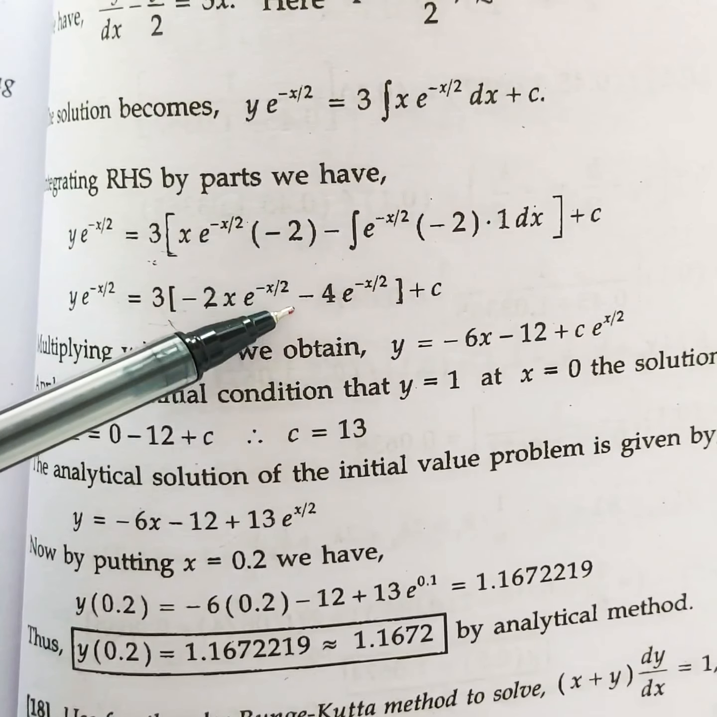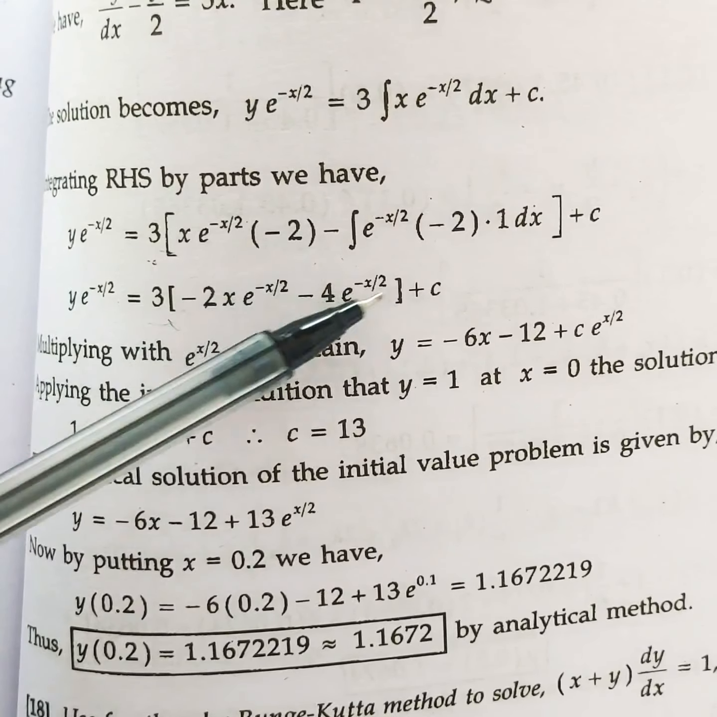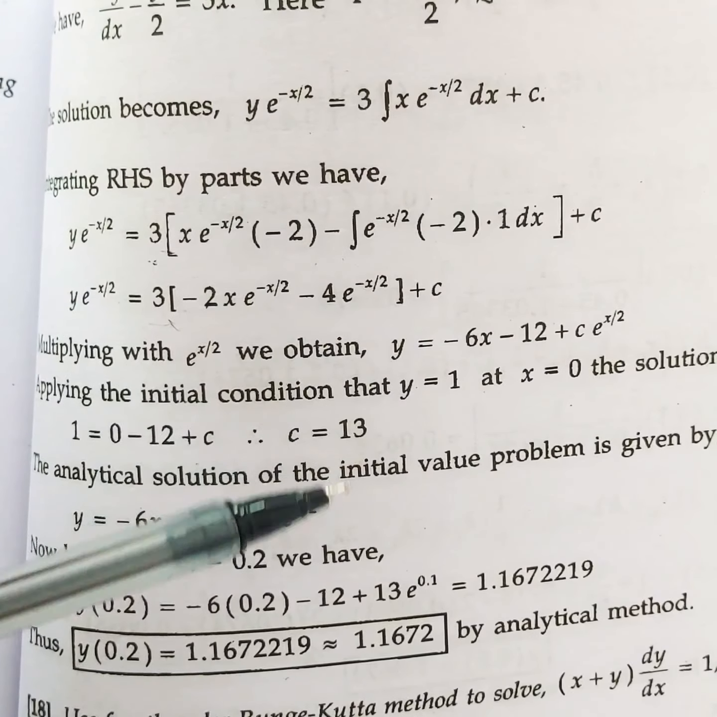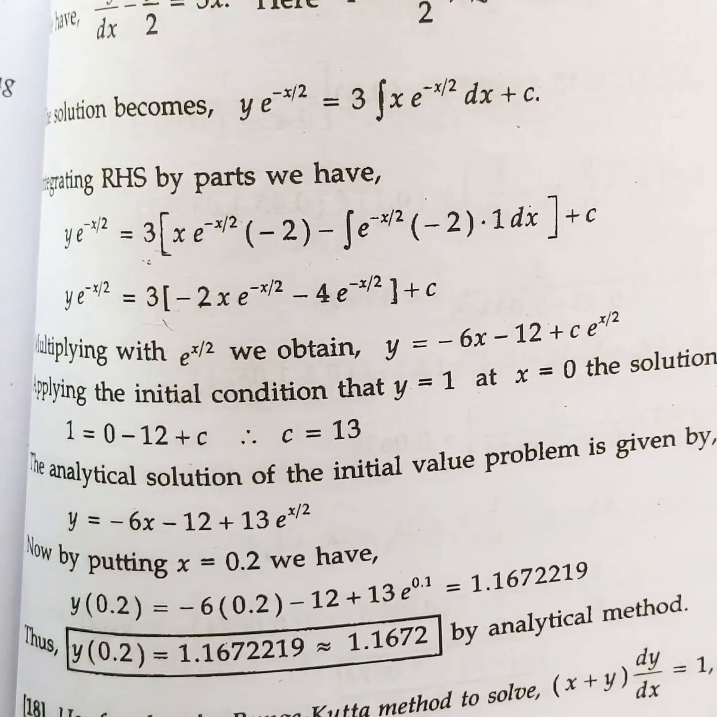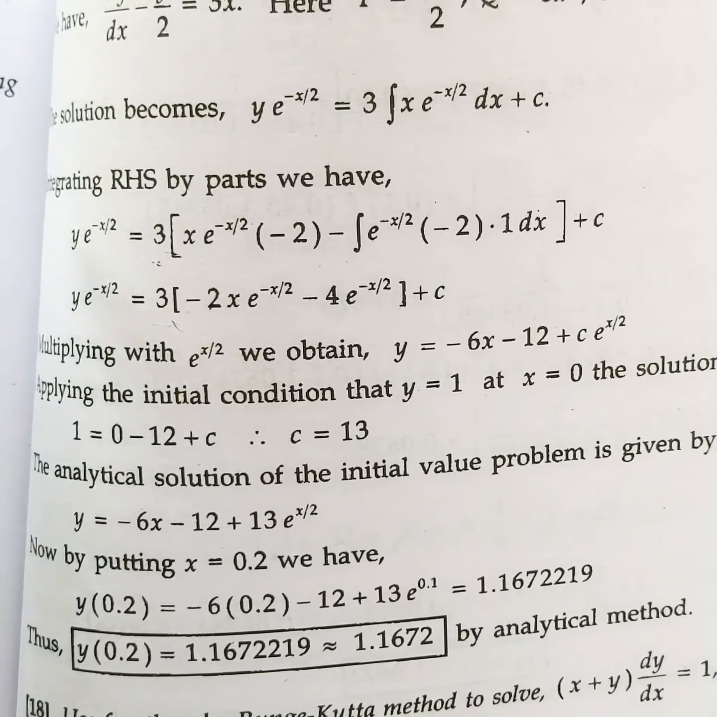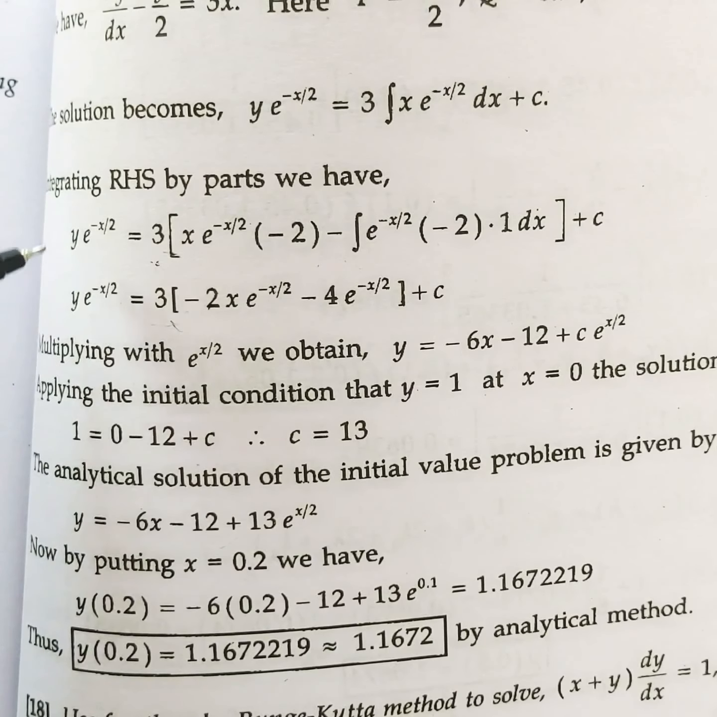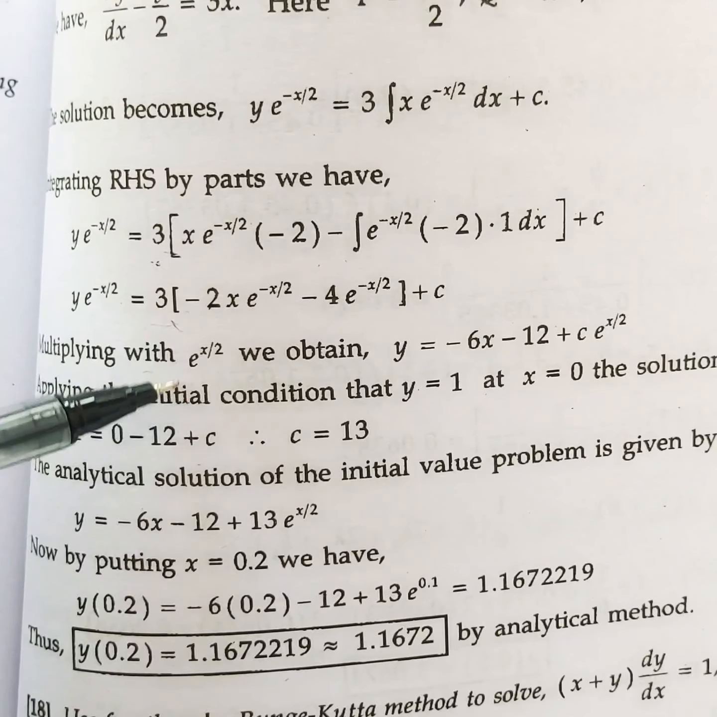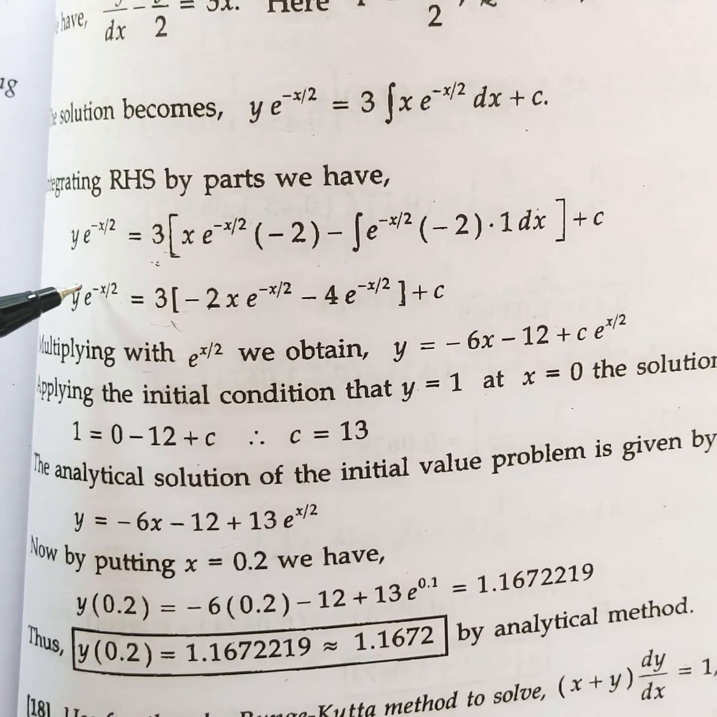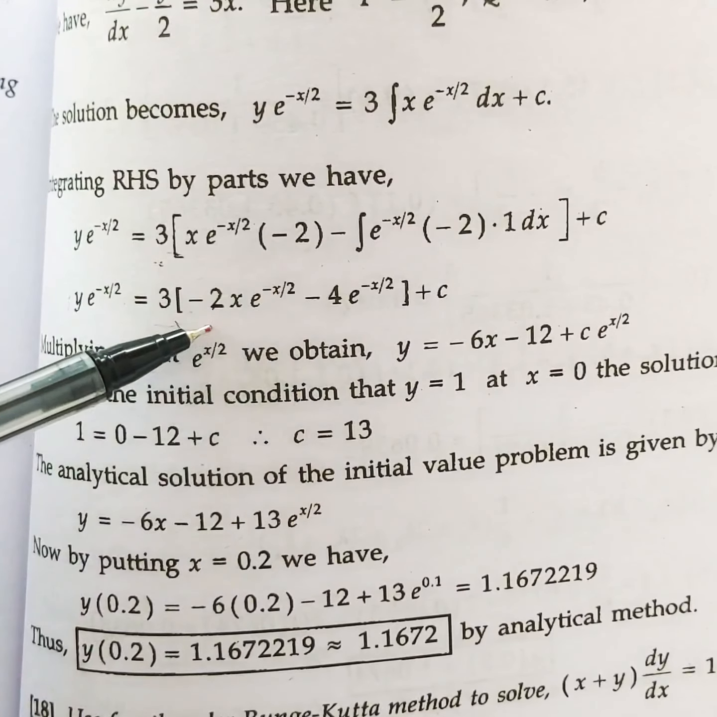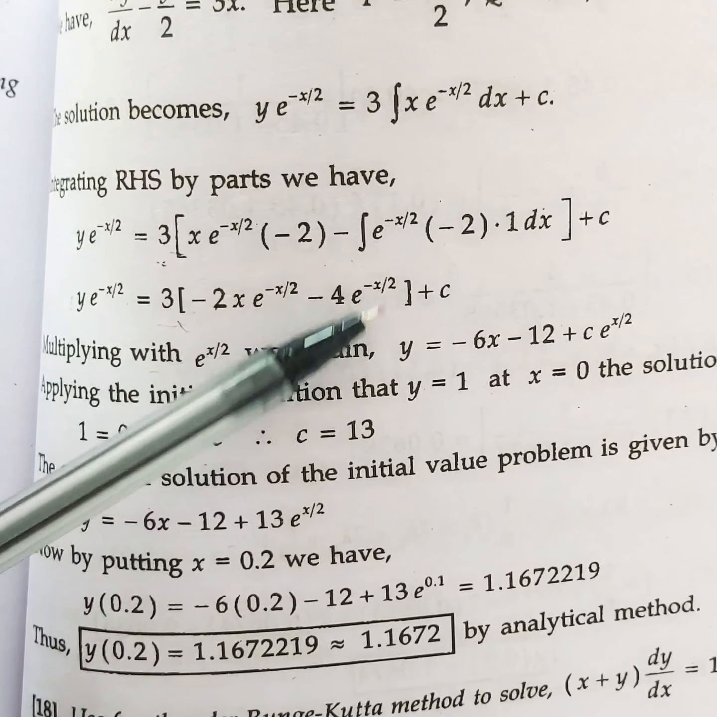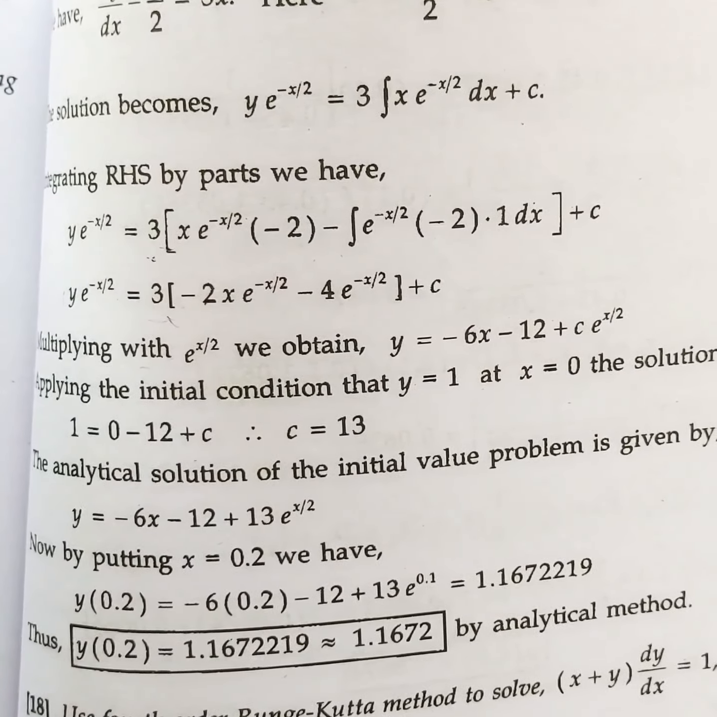So, again we will get a minus here, that is why we got 4 here, 1 2 and then denominator 2. It is just a simple integration. And now what we are going to do is this e power minus x by 2 I do not want, okay. So, multiplying with e power x by 2 we get, so automatically this will become e power 0. So, I will get y is equal to minus 6 x minus 12 plus c e power x by 2.